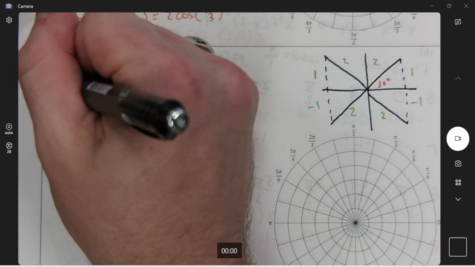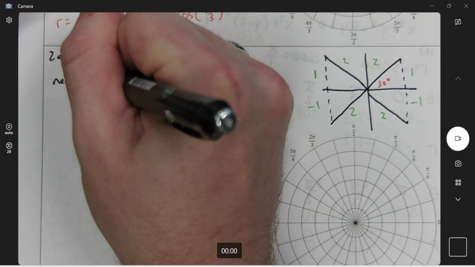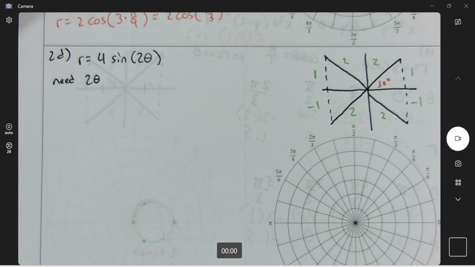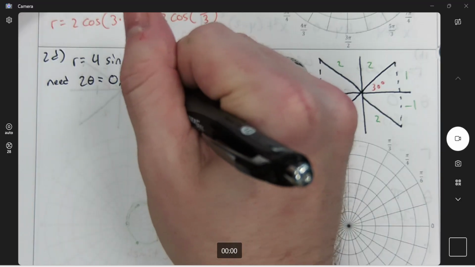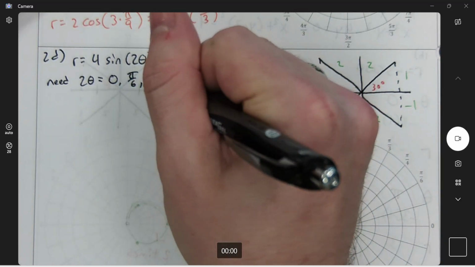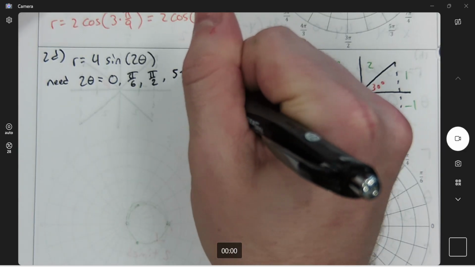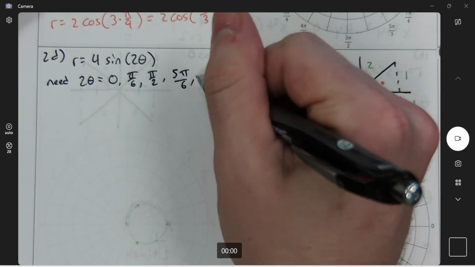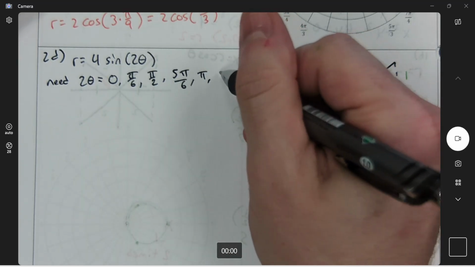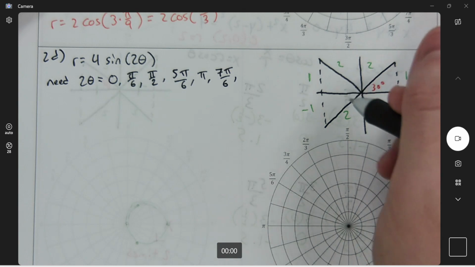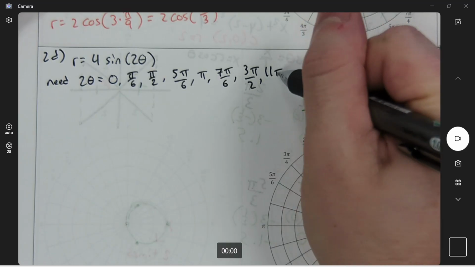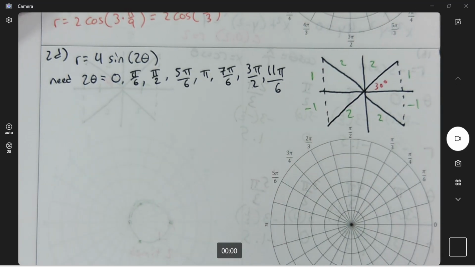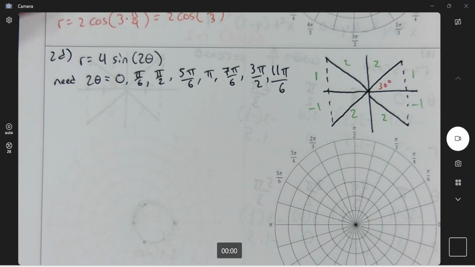So we need 2 theta, because that's now our argument, to be equal to the 8 special things we see here. 0, pi over 6, pi over 2, 5 pi over 6, pi, 7 pi over 6, 3 pi over 2, 11 pi over 6. Oh, and I don't need to do 2 pi. Is that 8? 1, 2, 3, 4, 5, 6, 7. Okay, there's all 8 of them.